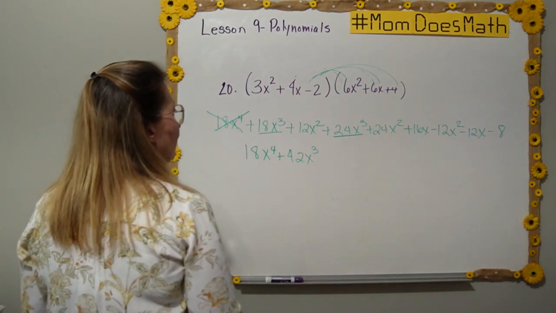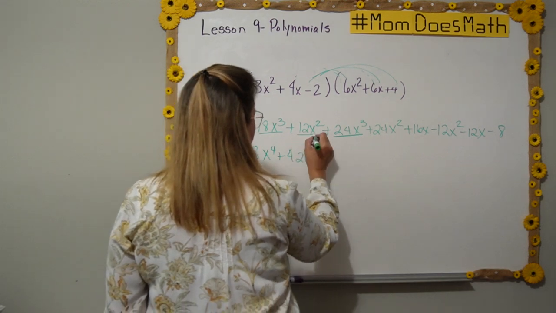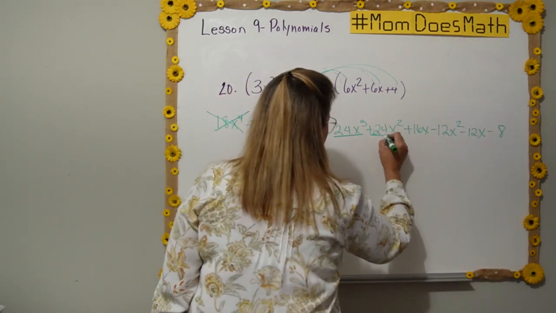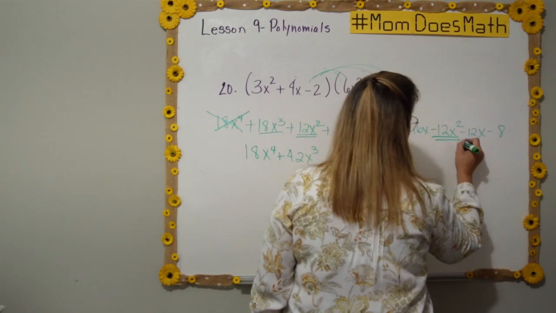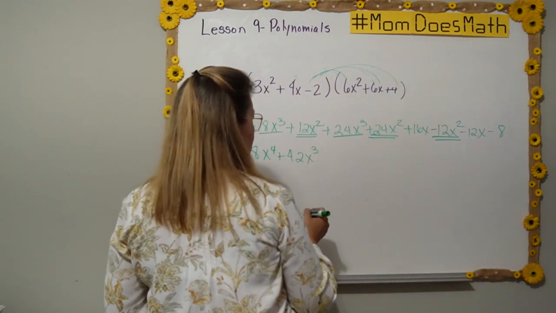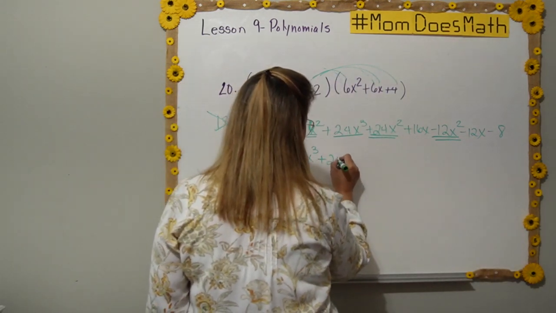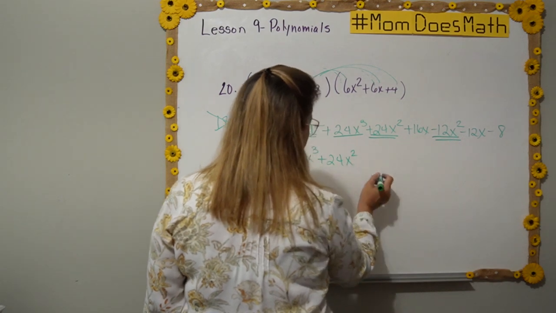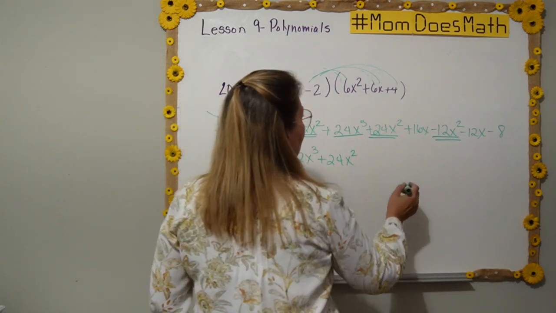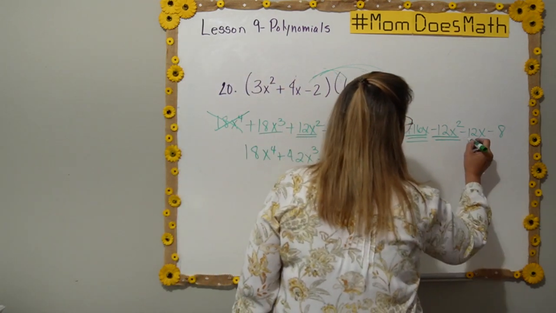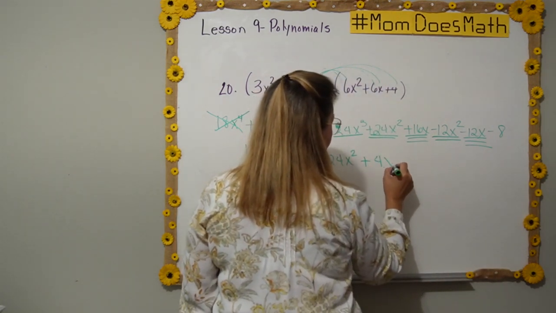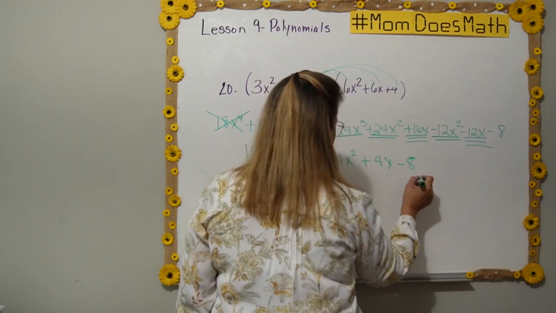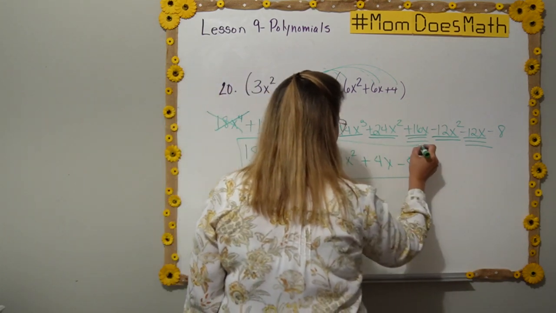Now for my x squared terms, I have 12 and 24, so that makes 36. And then minus 12 brings me back down to 24. So I'm going to have plus 24x squared. And then I've got positive 16 and minus 12. So that would give me plus 4x. And then the minus 8 will stand alone.